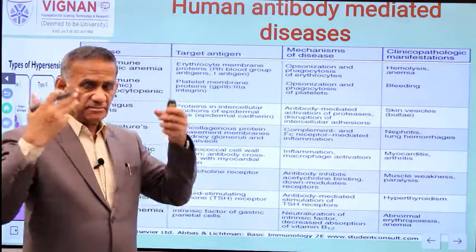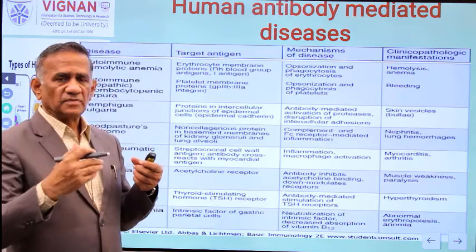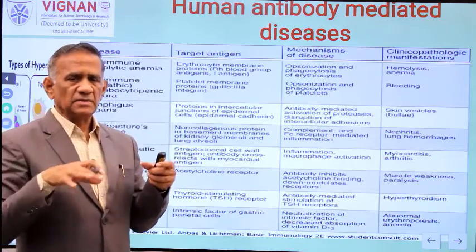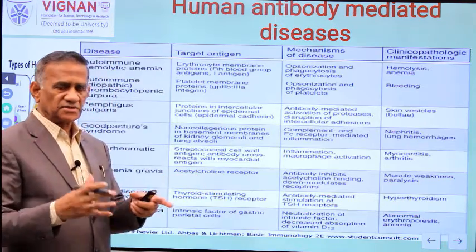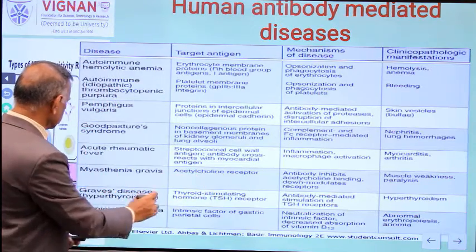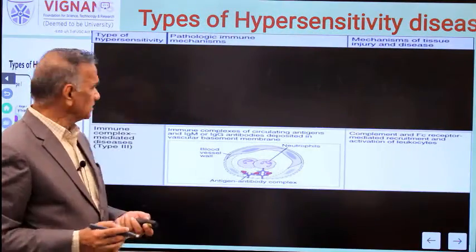There is an impulse coming, but the muscle is not working. Okay, it takes time. From the brain, the impulse comes, but the muscle doesn't work because the acetylcholine receptors are blocked. Okay, so like Graves' disease and pernicious anemia. Now let us see type 3.